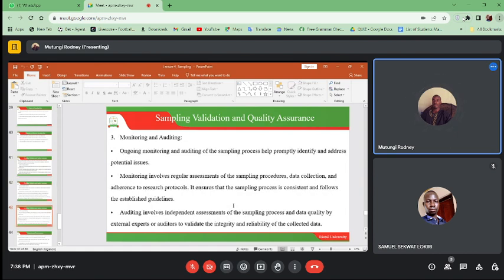Okay. Then monitoring and auditing is more of also quality assurance, but in this case, you monitor how things are being done, and auditing involves independent assessment of the sampling process. So it is more of what I was saying earlier on.